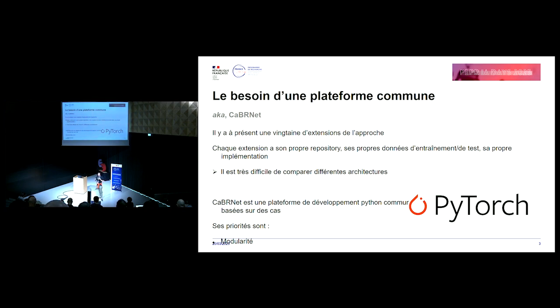So they're more or less similar, but they are different enough that it's impossible to fairly compare the different approaches. And sometimes they don't publish their models. So it's really difficult to get a fair comparison and to do research work. That's why we decided to develop this platform. It's using Python and PyTorch.